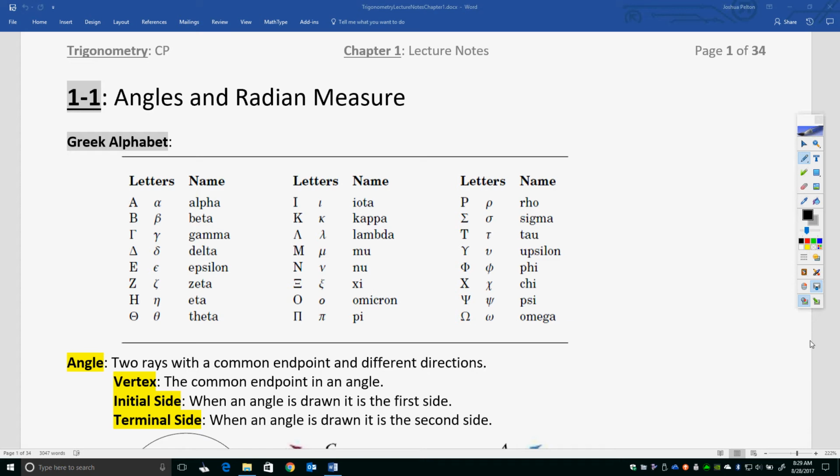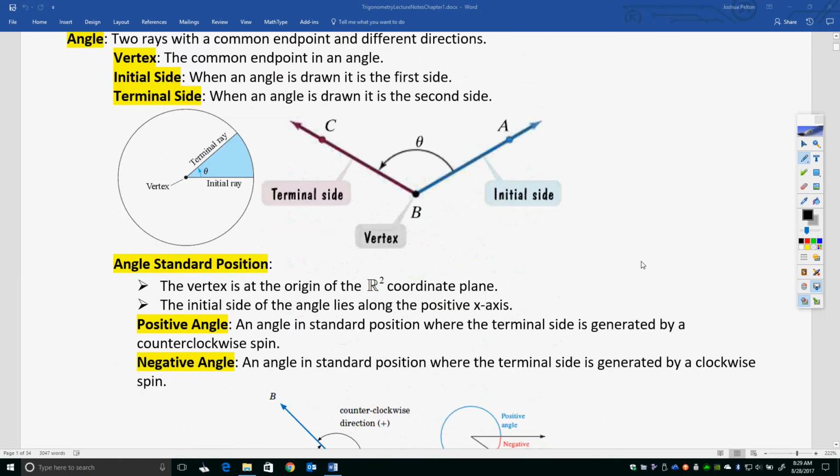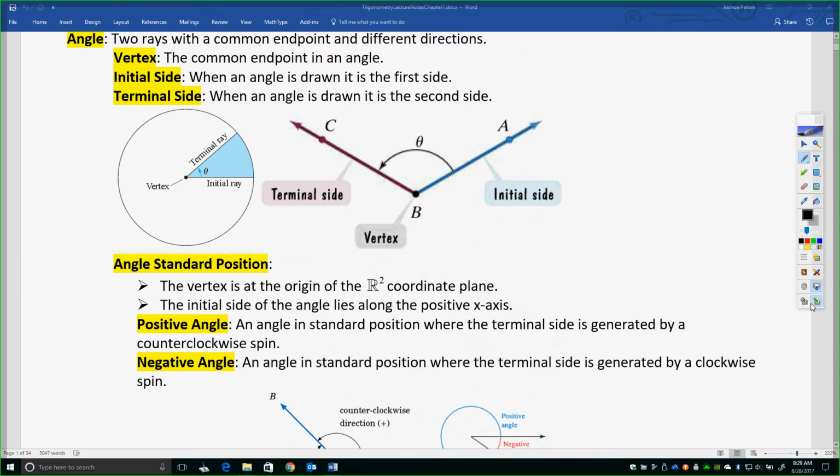So from geometry we need to know a couple things. First is angles. For angles we're still going to have a vertex and a common endpoint and two rays, but what's important now is that we have to draw an initial side and a terminal side, which just means the side you drew first and the side you drew second, because that'll give us the direction as to which way the angle opened.